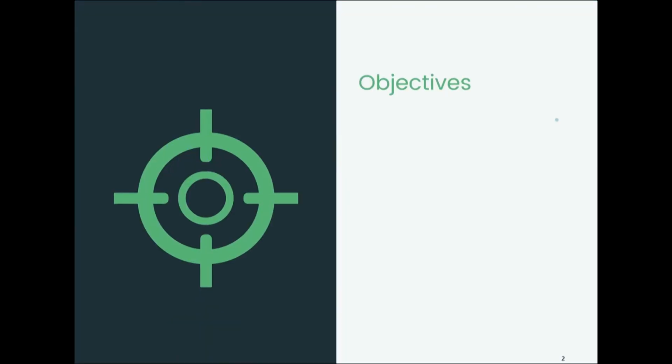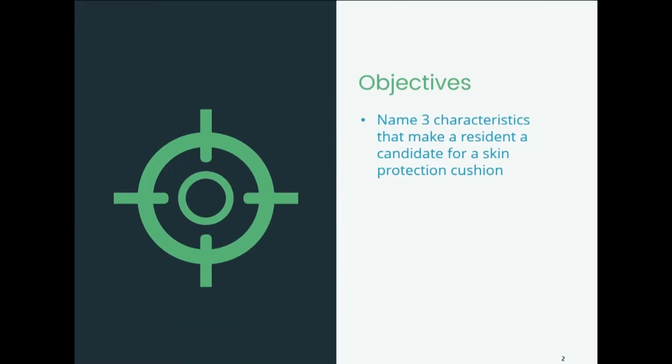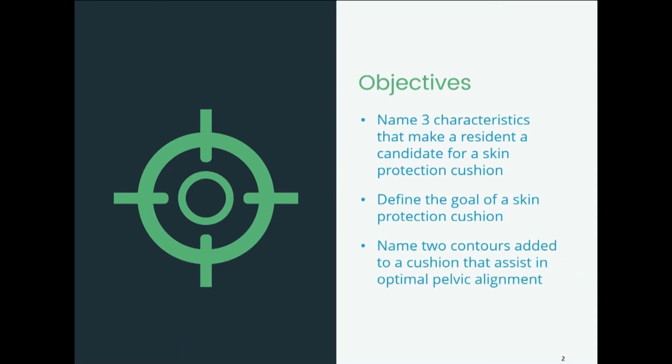Today's objectives are that I would like for you to be able to name 3 characteristics that make a resident a candidate for a skin protection cushion. Next, I would like for you to be able to define the goal of a skin protection cushion. And lastly, I would like for you to be able to name 2 contours added to a cushion that assist in optimal pelvic alignment.